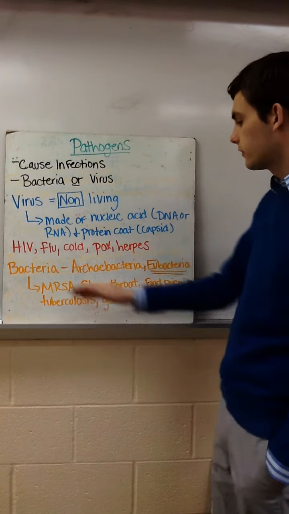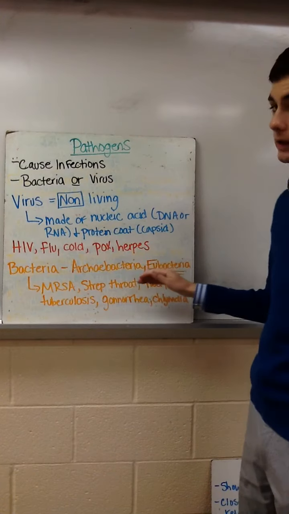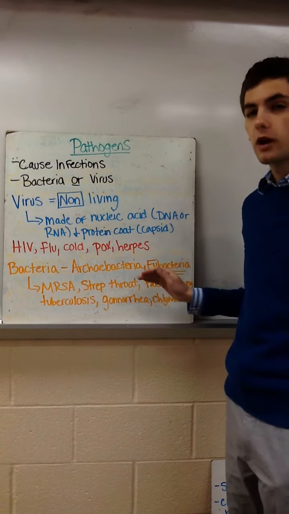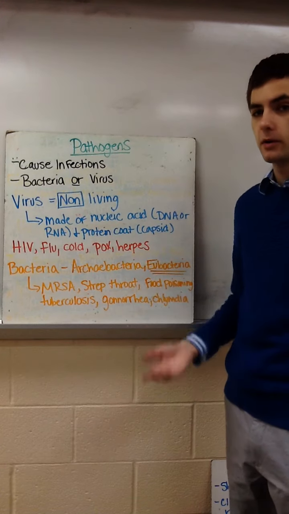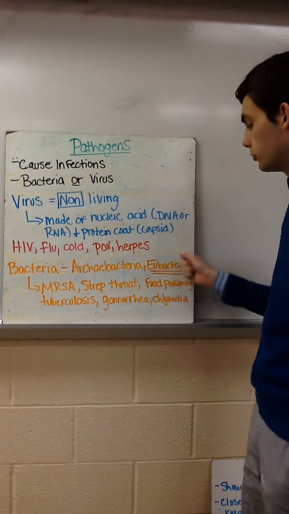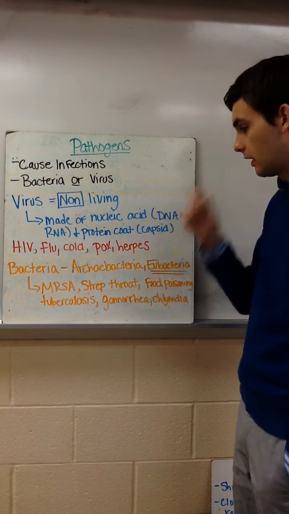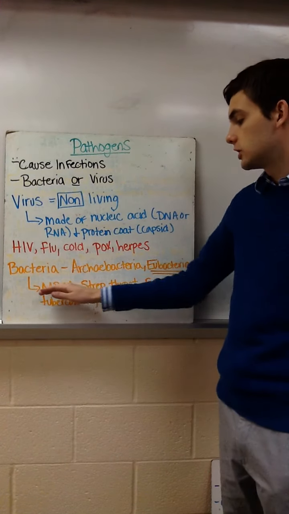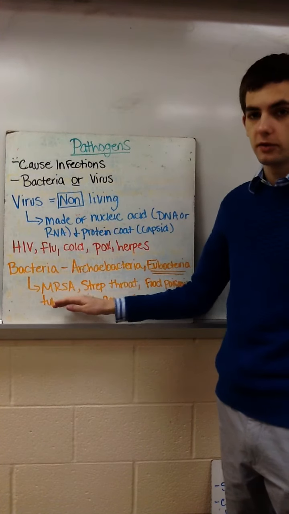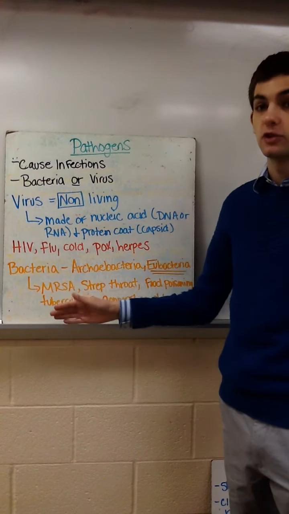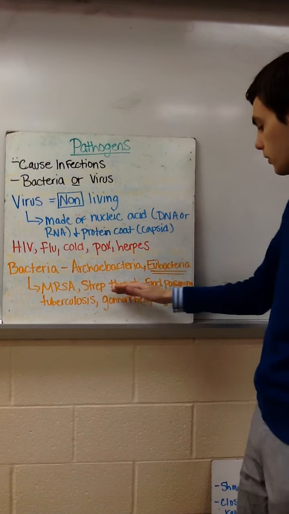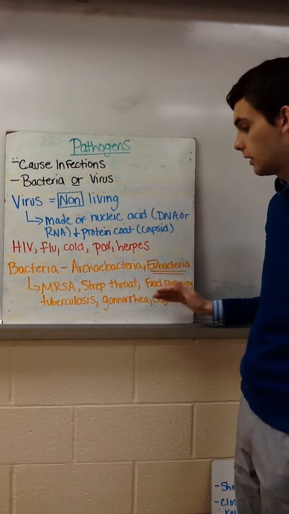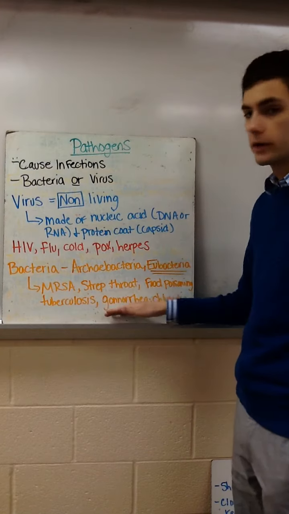Bacteria, on the other hand, can fall under two different domains, archaeobacteria or eubacteria. And most of the common bacterial infections that we talk about fall under this eubacteria kingdom. Some examples of different bacterial infections could be MRSA, which is a skin bacterial infection, and it's really common in hospitals or gyms. Strep throat, food poisoning, so you have bacteria growing on food, tuberculosis, gonorrhea, and chlamydia.